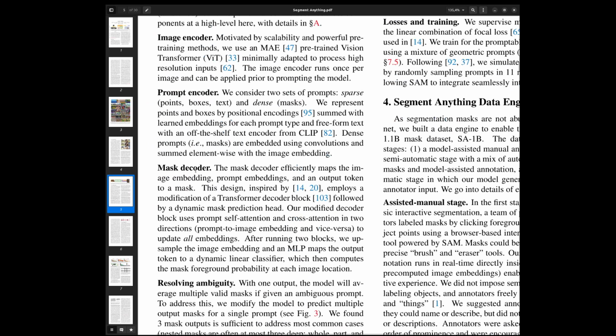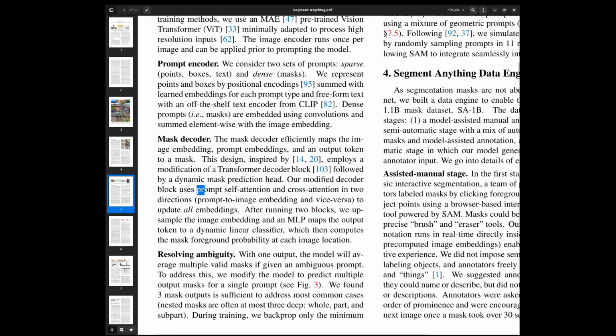Okay, so we see the mask decoder. It employs some modification on the transformer decoder block, followed by a dynamic mask prediction head. I kind of wondered what dynamic means in this case. Our modified decoder blocks use prompt self-attention and cross-attention in two directions. Okay, prompt self-attention means that it's looking at all the prompts at the same time, right?